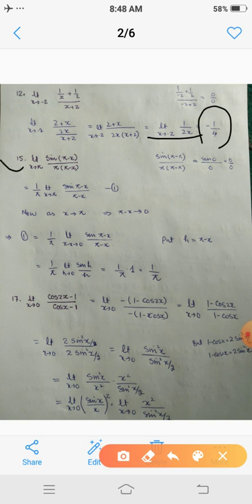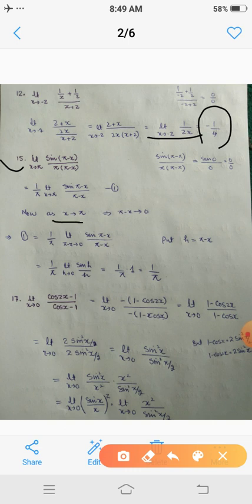Now the 15th one is limit x tends to pi sine of pi minus x upon pi into pi minus x. Now when we put x as pi, we get sine of pi minus pi into pi minus pi, that is sine 0 by pi 0, that is 0 by 0, so it is 0 by 0 form. Now pi in the denominator is constant, it comes out from this limit, so it is 1 upon pi limit x tends to pi sine of pi minus x upon pi minus x.